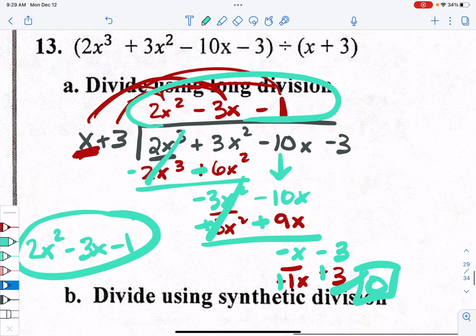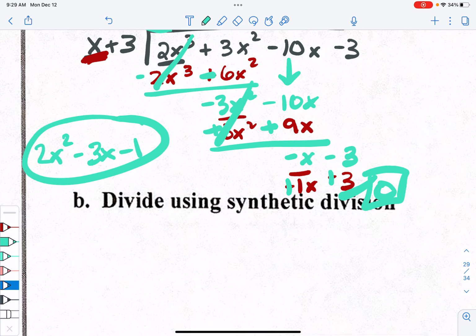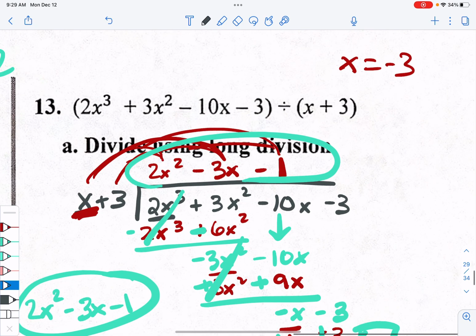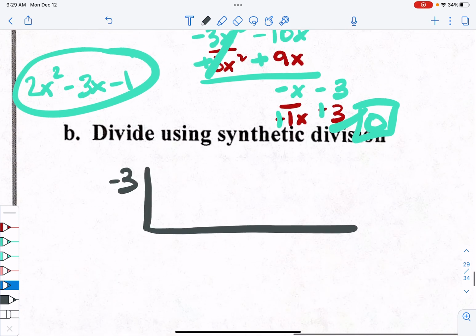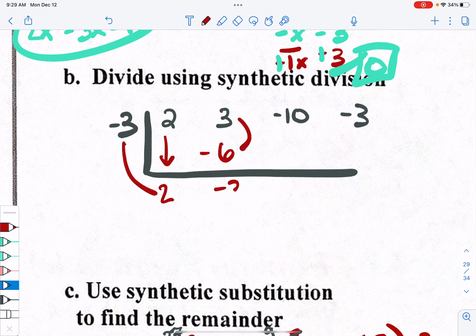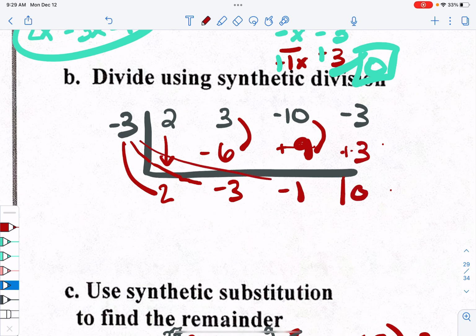Okay, all right, synthetic division, here we go. On the outside of my synthetic division goes negative 3, because we're dividing by plus 3, and then my coefficients are 2, 3, negative 10, negative 3. There we go. All right, drop the 2 down. We're almost done. This multiplied is negative 6. Add is negative 3. Multiplied is positive 9. Whoa. Add is negative 1. Multiply is positive 3. Add is 0.